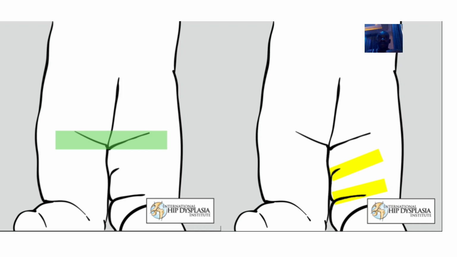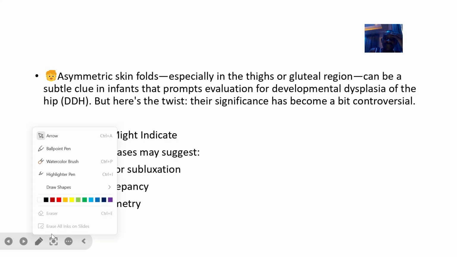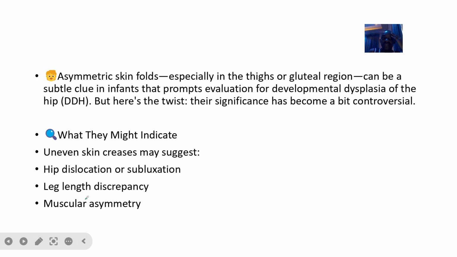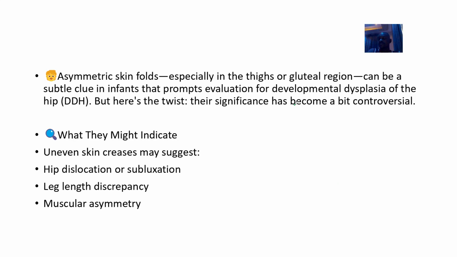It could be normal in babies that are chubby. In others, it could actually indicate that there's an underlying issue. So if you're having asymmetric skin folds, especially in the thighs or gluteal region, it can be a subtle clue that the infant, so it prompts you to now evaluate if the legs of the baby are also equal. Of course, if the legs are not equal, you can now start suspecting things like developmental dysplasia of the hip.